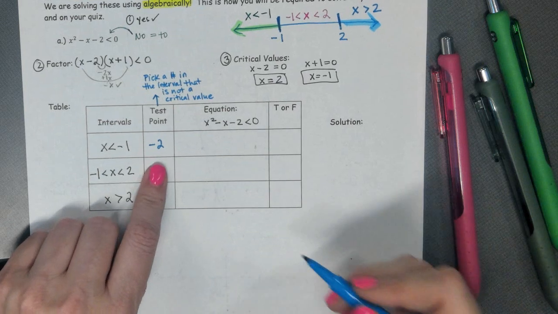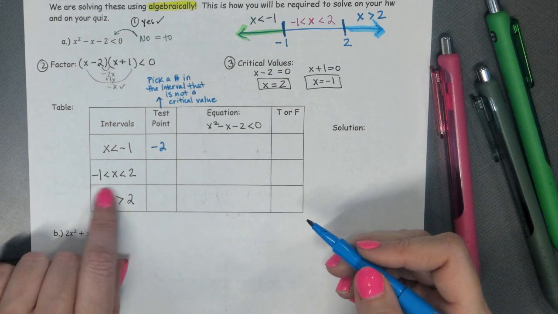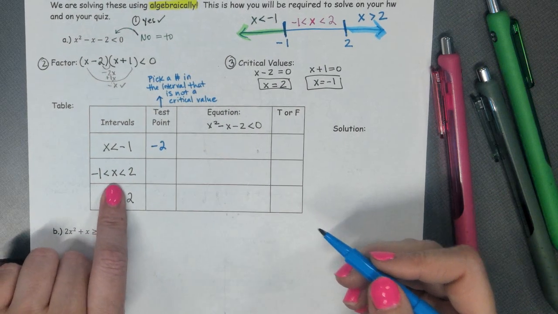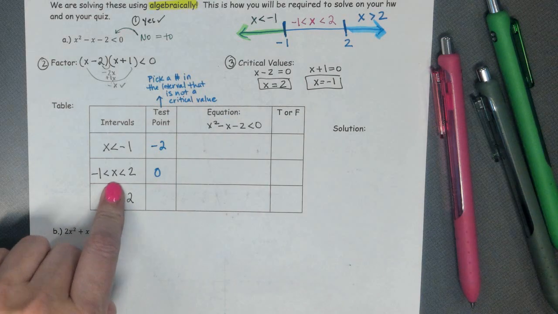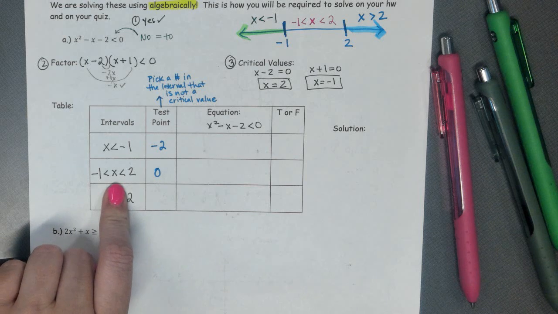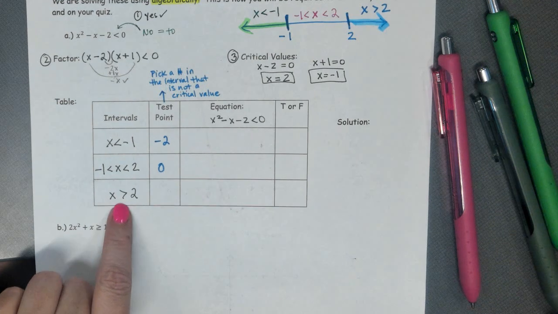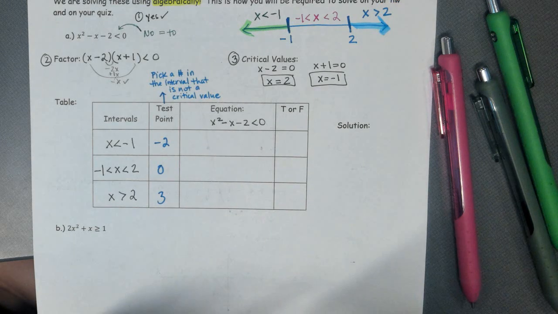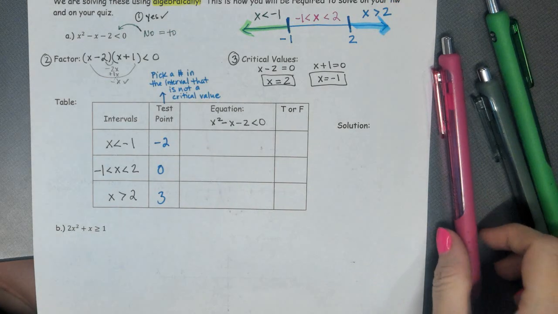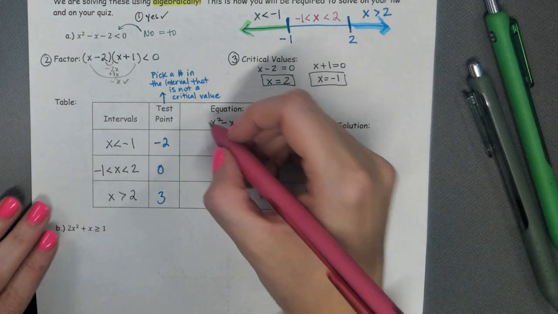Okay? All right, and then between negative 1 and 2. 0. Yep, you could use 0. What else could you use? 1. 0 or 1, both of those would be great. 0 is going to be a little bit simpler. Okay, x is greater than 2. What's a good one? Yep. Okay, now I like to plug these in using mental math. I think it's easier, right?